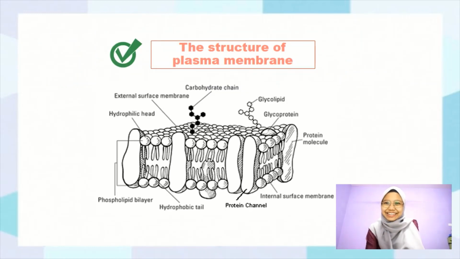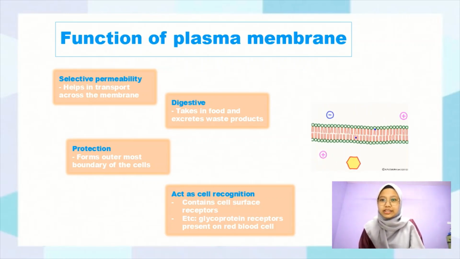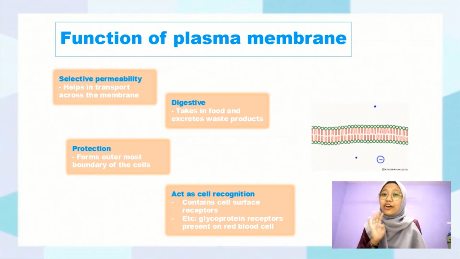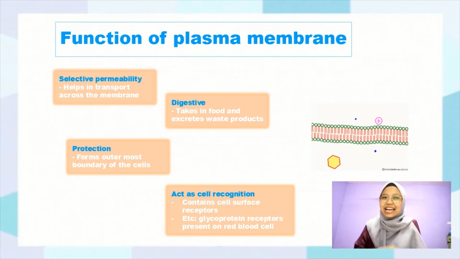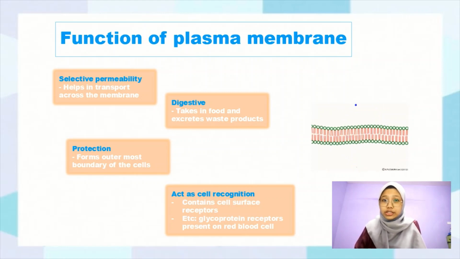So, here are the answers for the previous activity. Did you get all correct? Well done! What are the main functions of the plasma membrane? Here, there are four functions. First, selective permeability. Since the plasma membrane is semi-permeable, it only allows certain substances, so it helps transport those substances across the membrane.